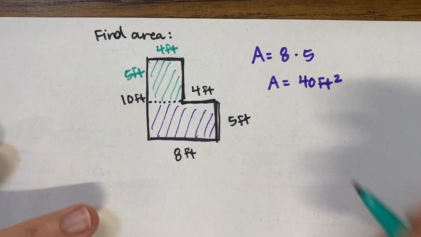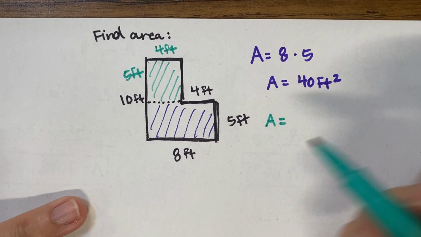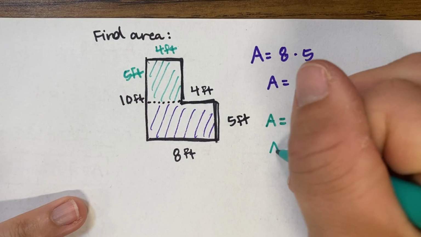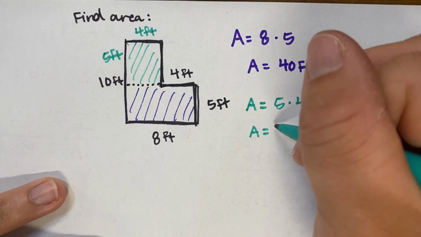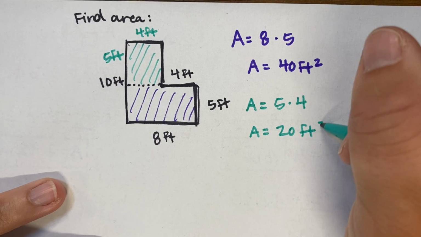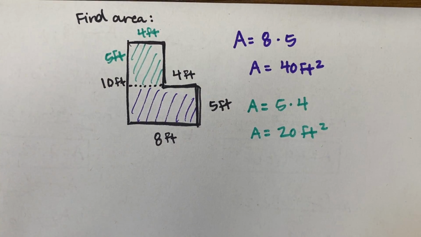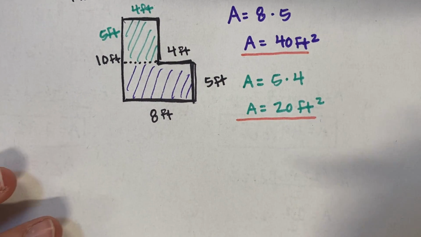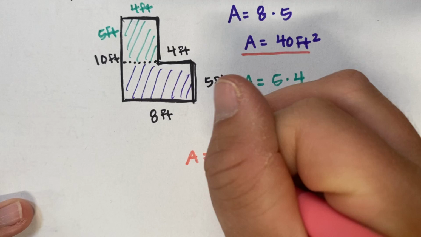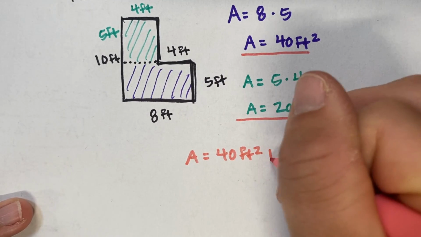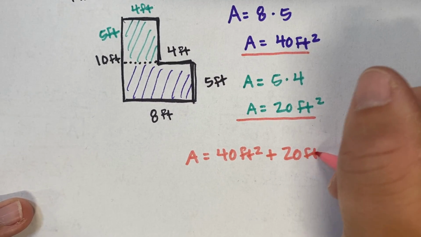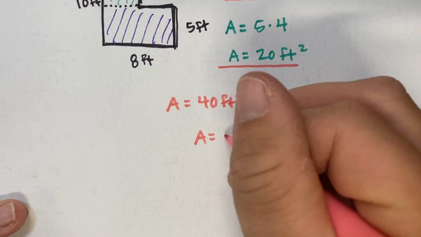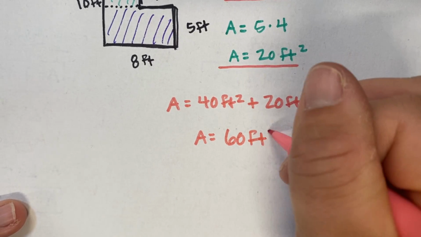Okay, so we had to do a little solving. So now let's find the area of the green one. So we have our length, 5 times our width, 4. So the area of our green one is 5 times 4, which is 20 feet squared. Okay, our last step to find the area of the whole thing is to just add the two areas together. So the area of this whole thing is 40 square feet plus 20 square feet, because we're just adding them together. So the area of this whole thing is 40 plus 20 is 60 square feet.